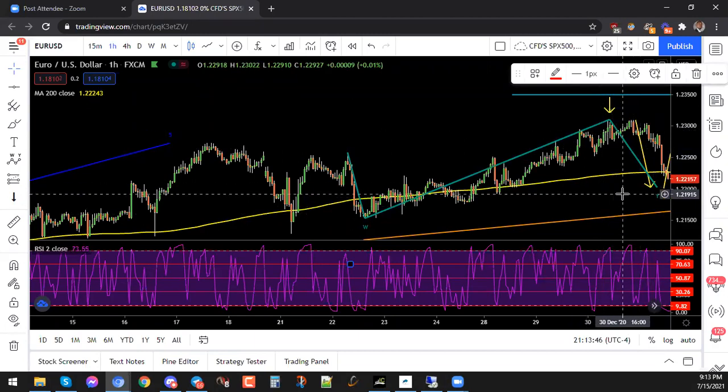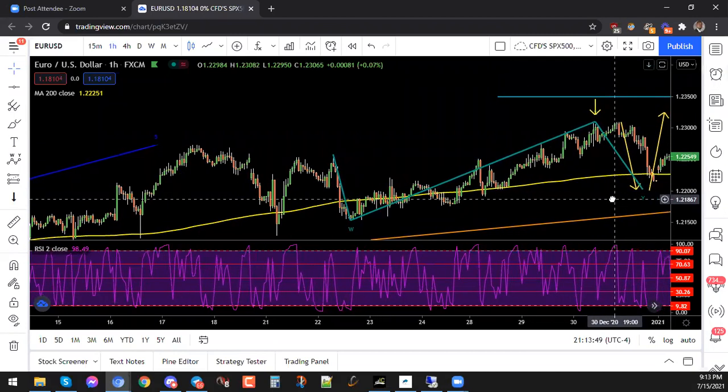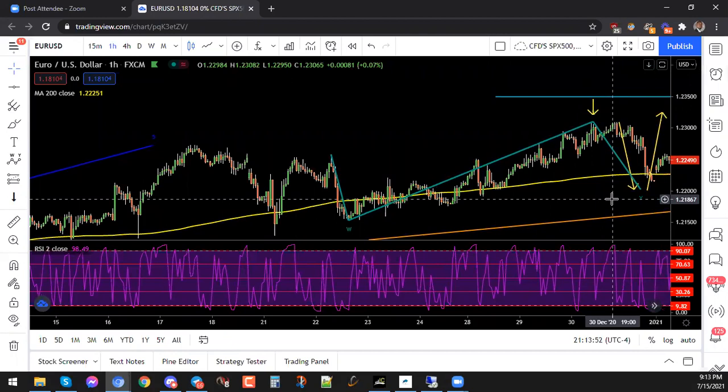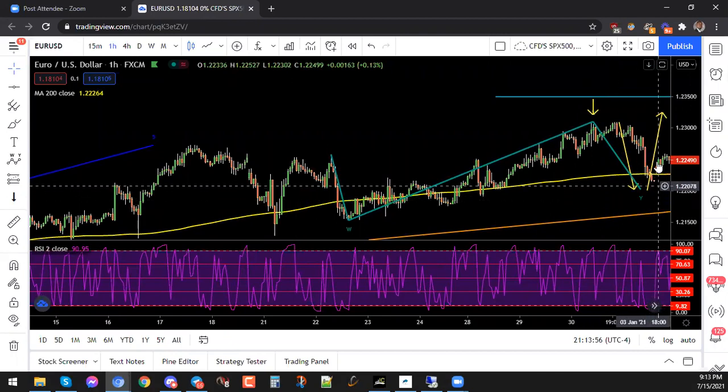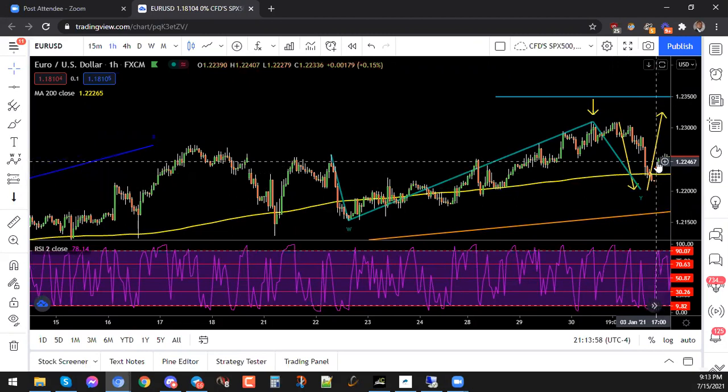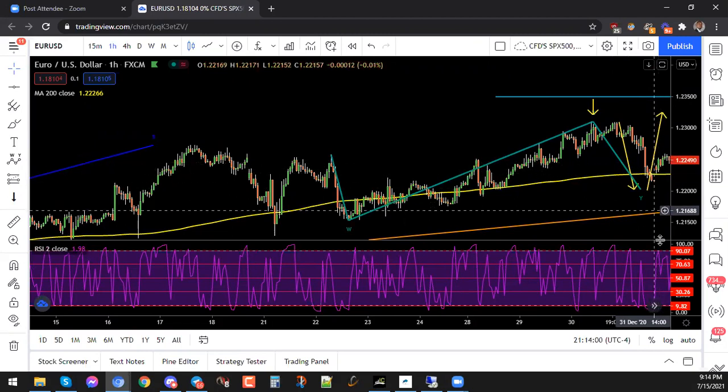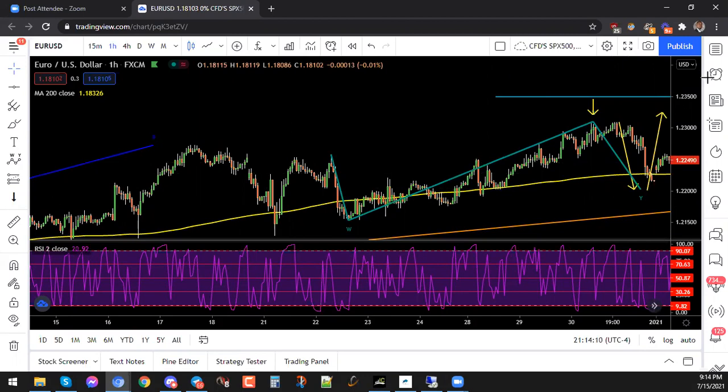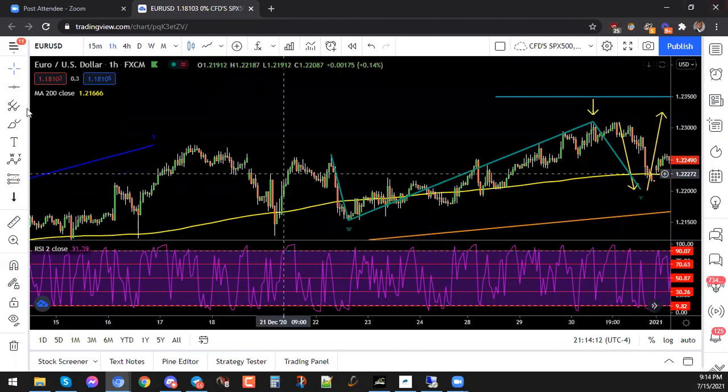What I'm expecting is correction to the upside. So let's see. And we're getting correction to the upside. Now, as you can see, the price comes and it comes back into the upper extremes on the RSI. Now, a lot of us think that because the price comes back into the upper extremes on the RSI, it means that we should sell. That is incorrect.